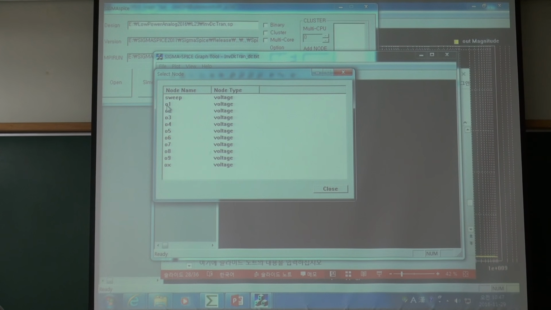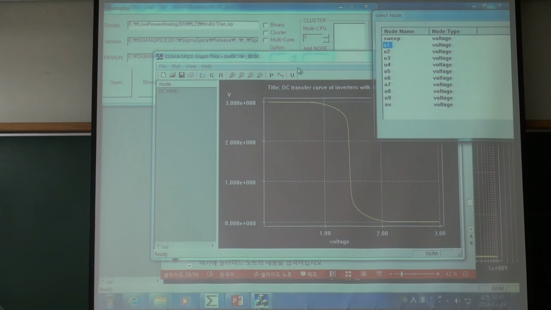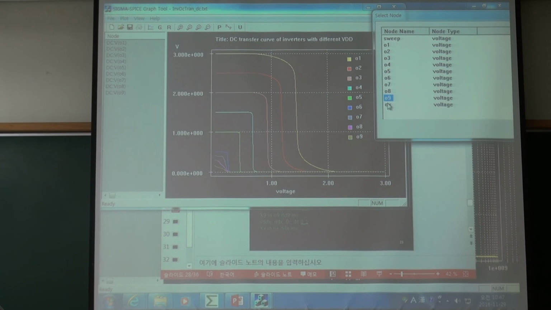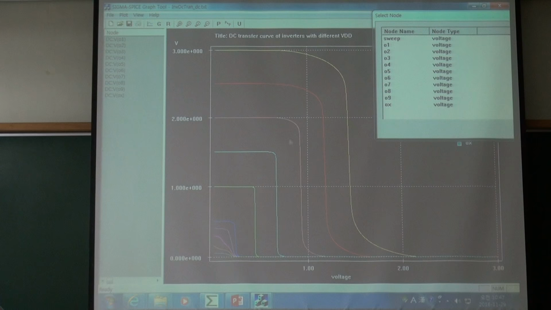Yeah, and then my output. This is for 3 volt VDD. This is for 2.5 volt VDD, Vout versus Vin. This is 2 volt, 1.5, 1.0, VDD is 1 volt. This is 0.5 volt, this is 0.4 volt, 0.3 volt, 0.2 volt, 0.1 volt. Oh, 0.5 volt looks okay, right?